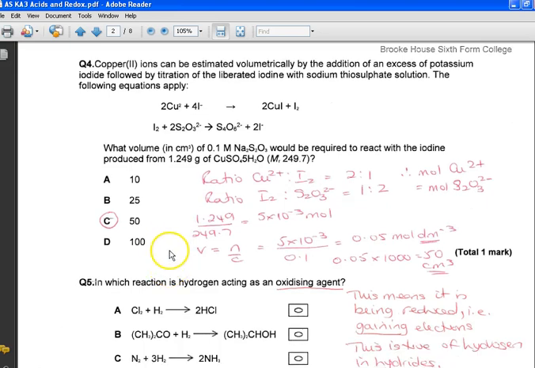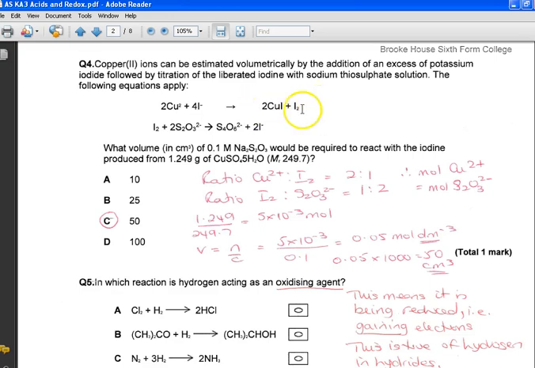This one, a little bit involved for 1 mark. So if I was doing this in an exam and I didn't get the answer straight away, I would definitely move on and come back to it. But it's a straightforward calculation, to be honest, if you can recognise what's going on. They've given you 2 equations. Quickly look at the ratio between your Cu2+ and I2, because it says that copper-2 ions can be estimated by the addition of an excess of potassium iodide. So you've got Cu2+ and I-, that's your potassium iodide.